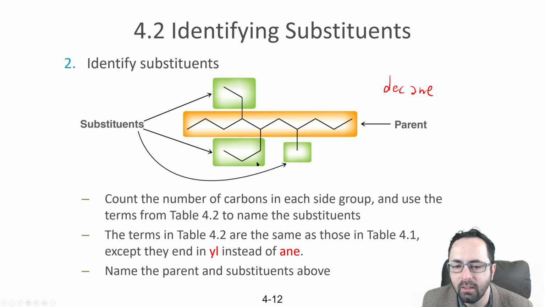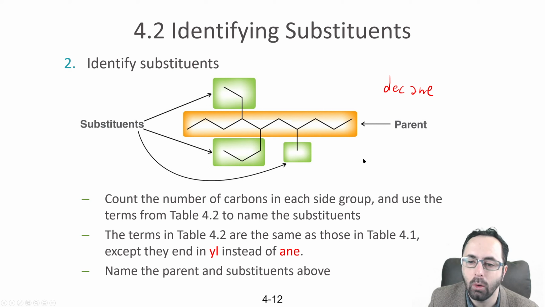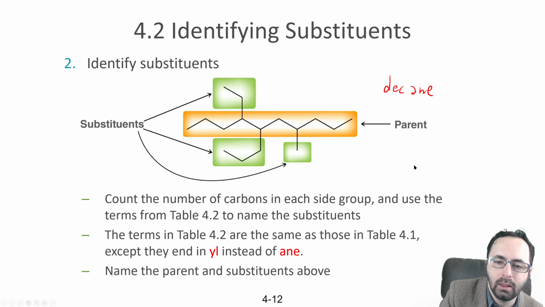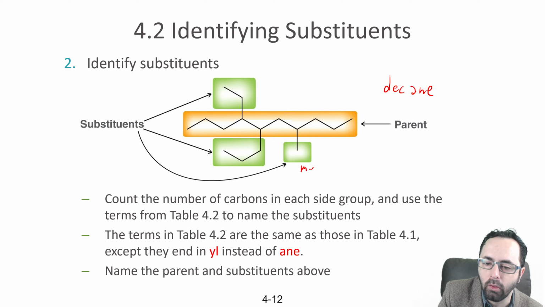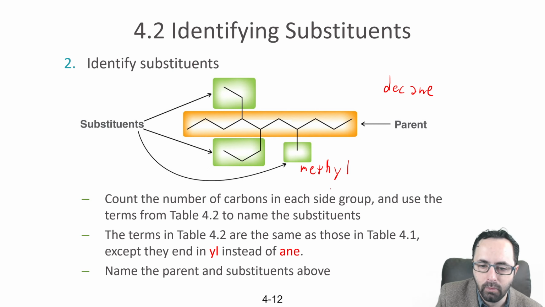Now, what about the substituents or the branches? These are named in the same way, or using the same prefixes, as in table 4.1. However, their names will end with YL, which indicates a branch. And so the parent is called decane, and then this substituent here, which contains 1 carbon, would be called meth for 1 carbon, and yl meaning branch, methyl.